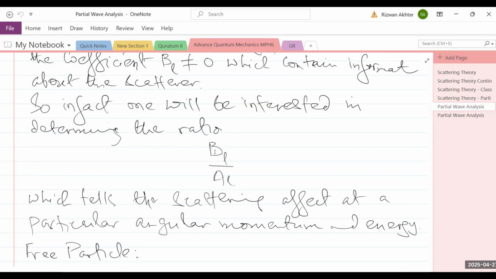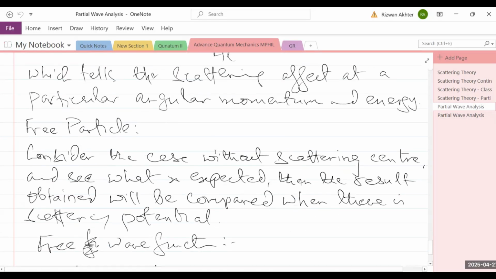So since there are more than one particle, each would have a different unique orthogonal angular momentum value, and so the scattering effect, with the help of this ratio, would give us information about the scatterer, where specific particles having specific values of angular momentum and energy are scattered. And that's why we call it the partial wave analysis, or partial wave expansion.